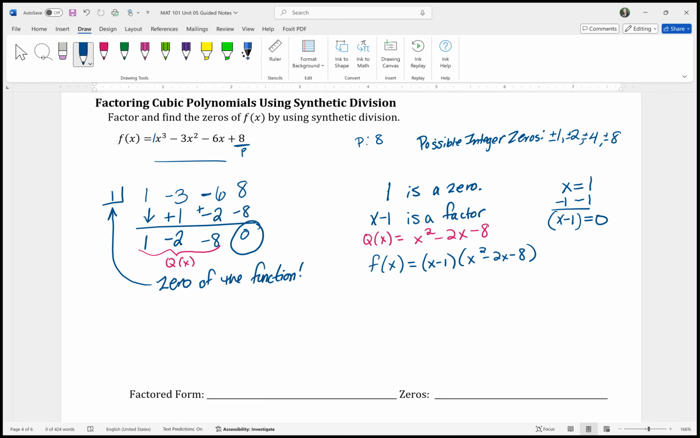Okay, now what do we do? Well, we want it fully factored. We want all linear factors, as in each one of them only has x. And here I've got a linear factor, but here I have a quadratic. So we need to go through the process of factoring with this quadratic. So we're going to bring down this x minus 1 because we don't want to forget it. That's part of the answer. And then we're going to factor x squared minus 2x minus 8.